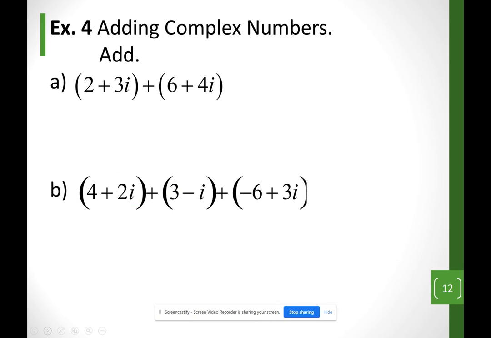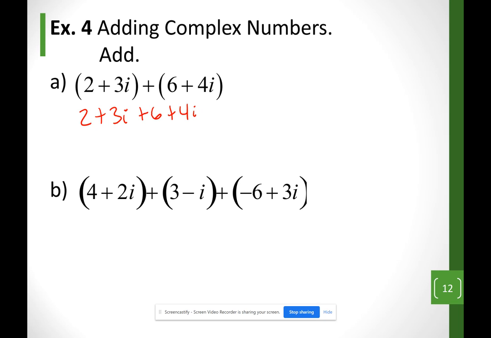Now let's add complex numbers. So I have an imaginary part and a real part. What I'm going to do, let me write each of these without the parentheses. So my first parentheses, let me just write it as 2 plus 3i, right? Without the parentheses. My second parentheses, let me call this plus 6, right? It's a positive 6, plus 6 plus 4i. Once again, I'm writing everything without parentheses.